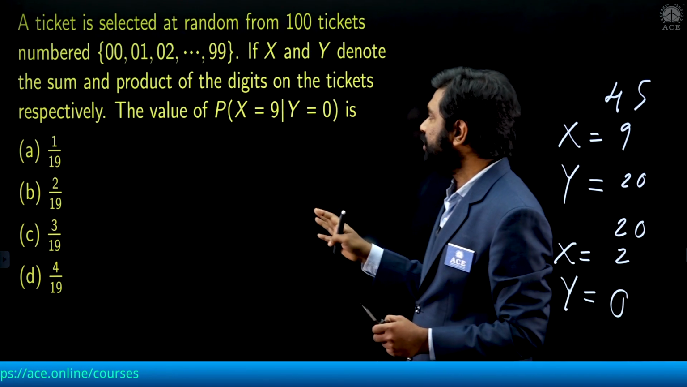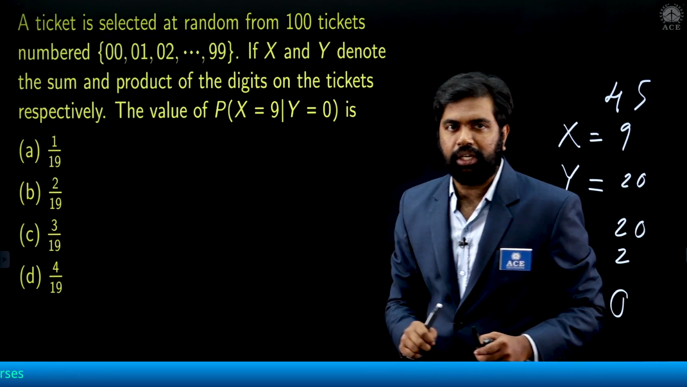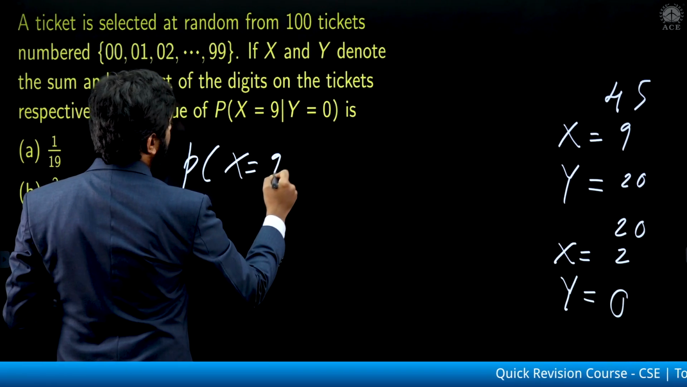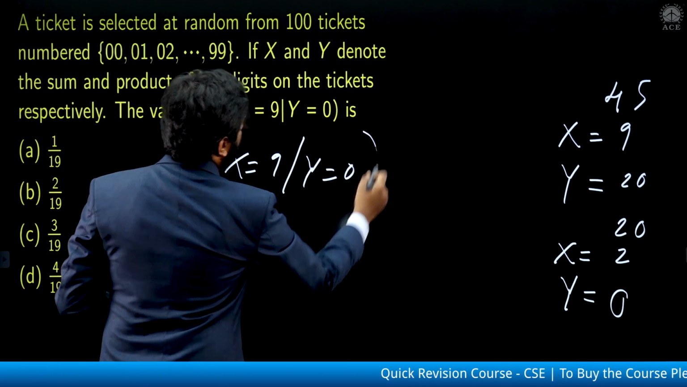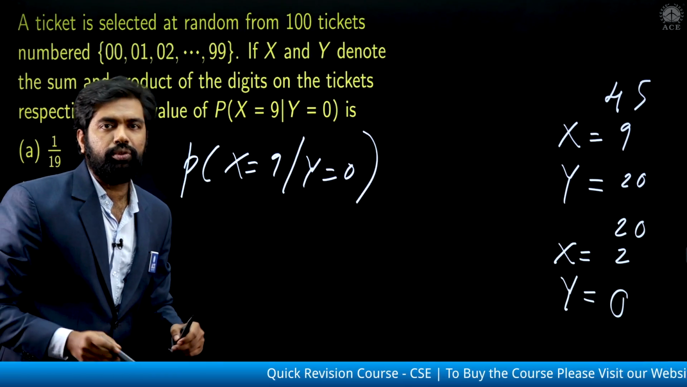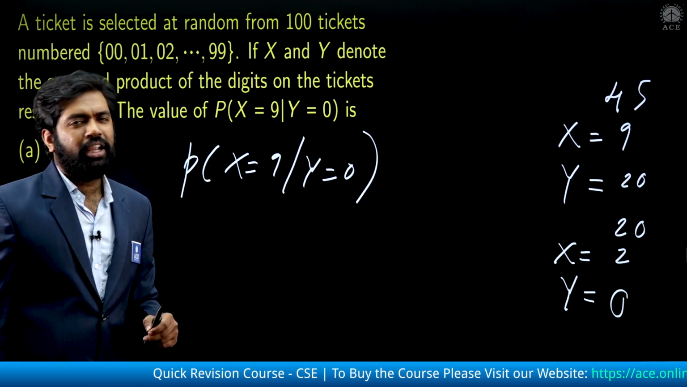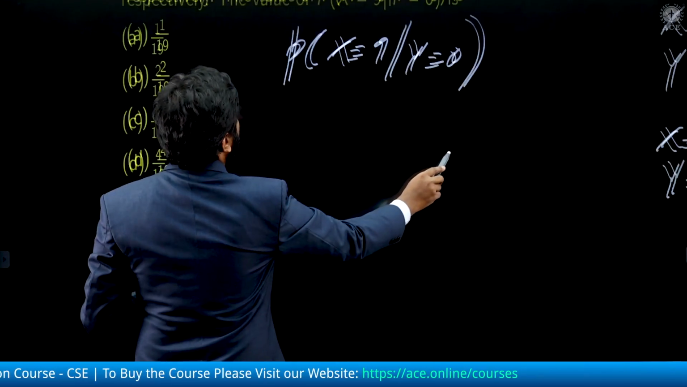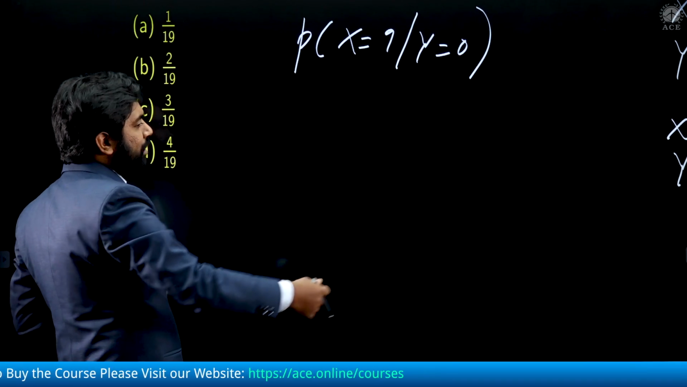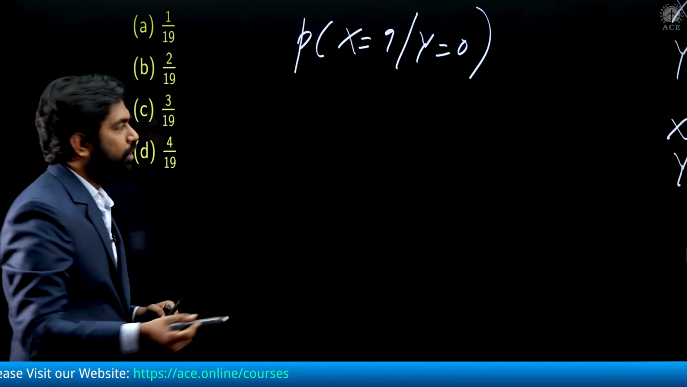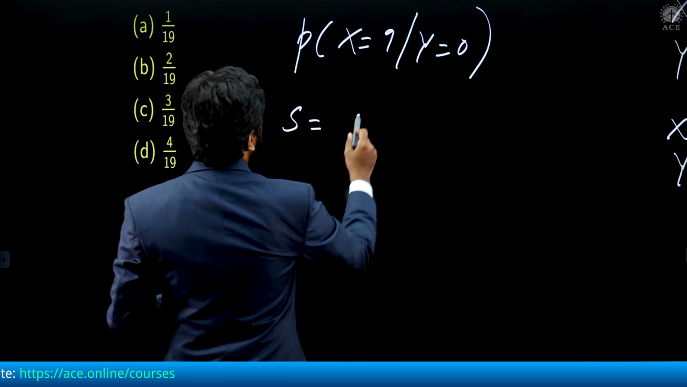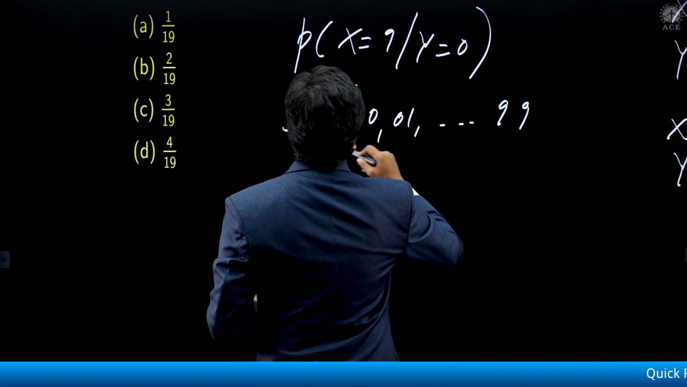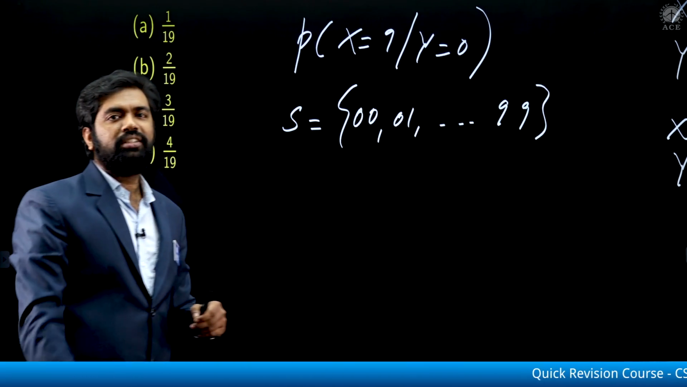So let's get into the discussion. What is asked is a conditional probability: what's the probability that X is 9 given that Y is 0? It's clearly a conditional probability question, and it's better we work with a reduced sample space. First I'll write the sample space. We have tickets numbered 00 to 99. The sample space is 00, 01, and so on up to 99. How many points are there in the sample space? There are 100 points.